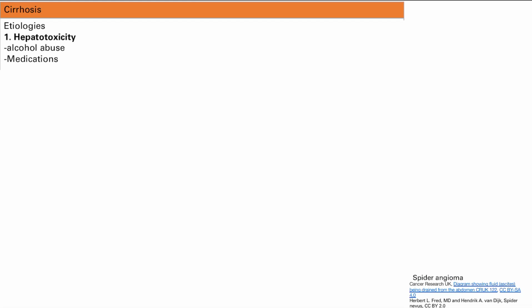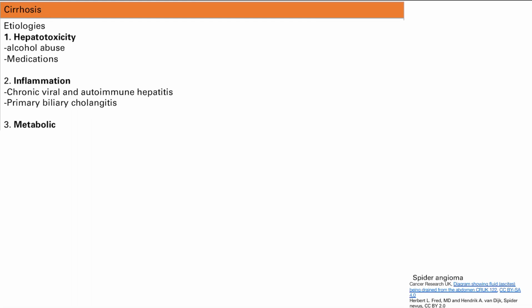Okay, number two, inflammation. Inflammation of the liver can cause cirrhosis. So that's things like hepatitis, either chronic viral hepatitis, autoimmune hepatitis. You can have something called biliary cholangitis. We're going to talk about all of these different etiologies of cirrhosis later. So hepatotoxicity, inflammation. Third cause is metabolic problems.